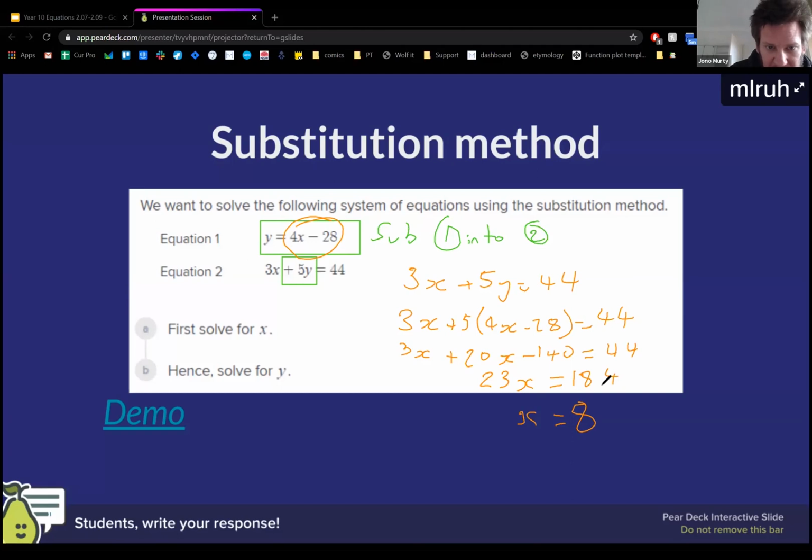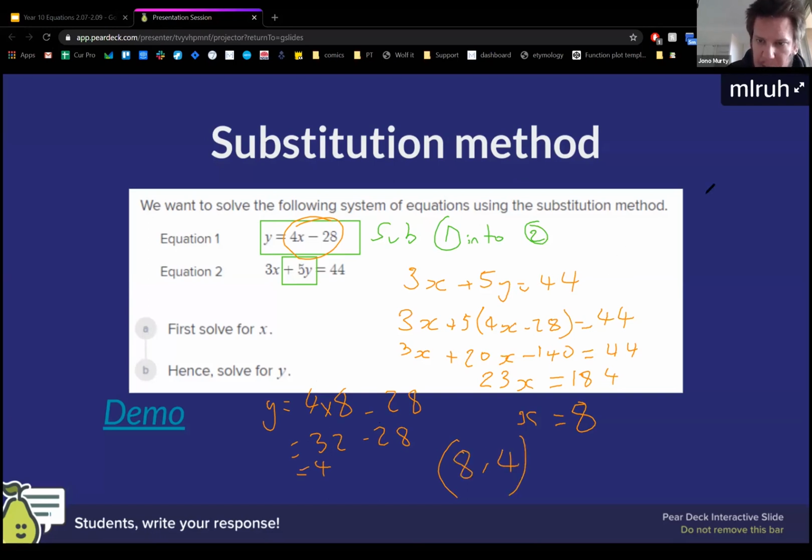Sub in x equals 8. Let's pick the first one. y equals 4 times 8 minus 28. 32 minus 28 equals 4. So our solution is 8, 4.